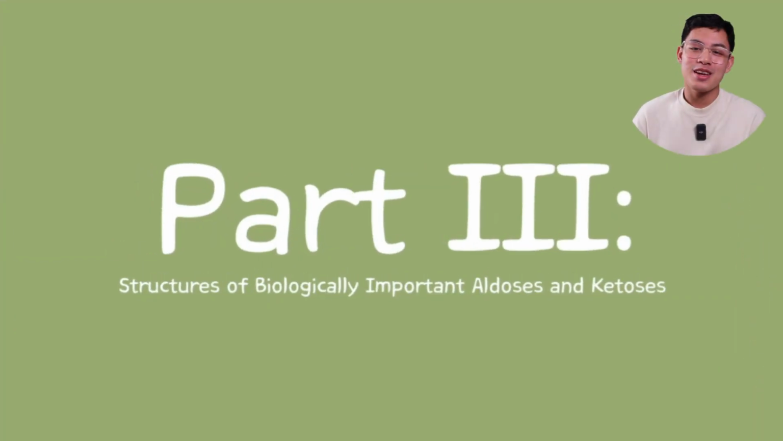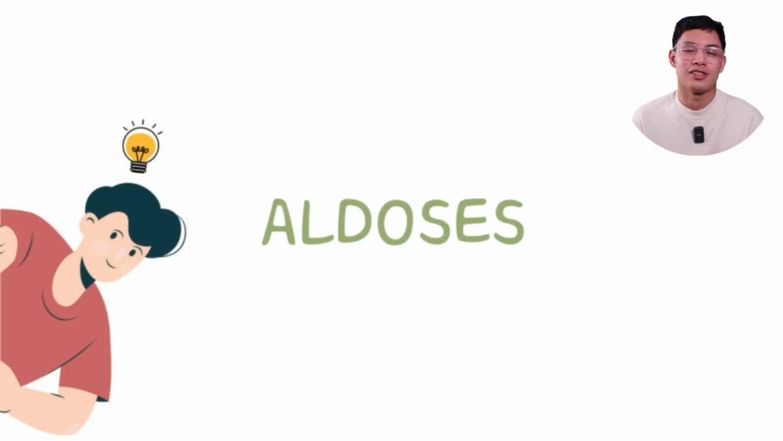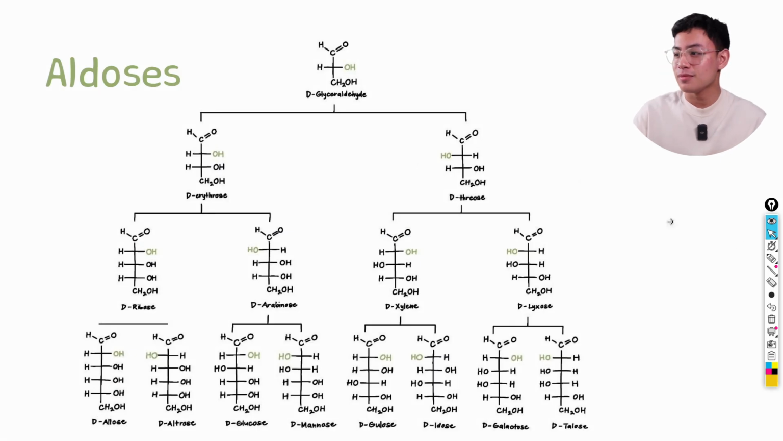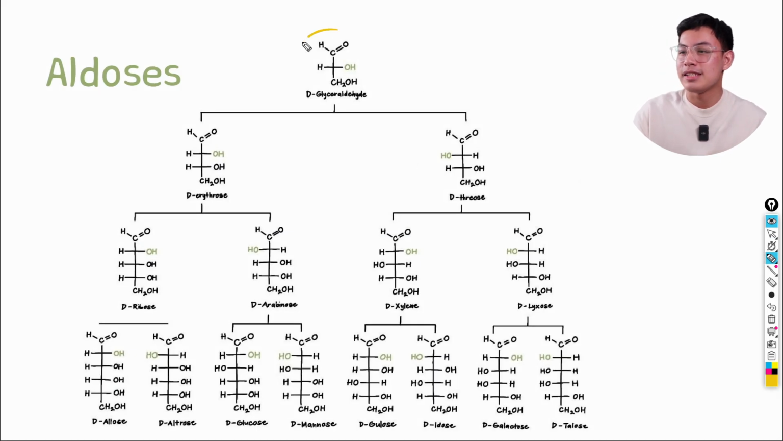Okay, so now we've made it to part 3 of our discussion today, which is all about the structures of biologically important aldoses and ketoses. We'll start first with the aldoses. Recall that aldoses have the aldehyde functional group, and so their family tree might look like this. We start first with D-glyceraldehyde, which is the parent compound of all aldoses. We call it the parent compound because D-glyceraldehyde is literally the compound from which all aldoses are made.